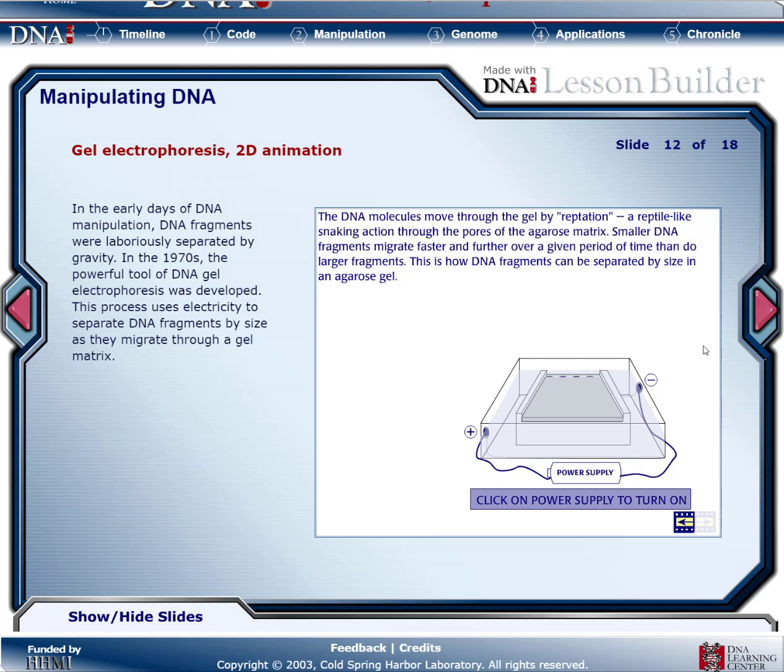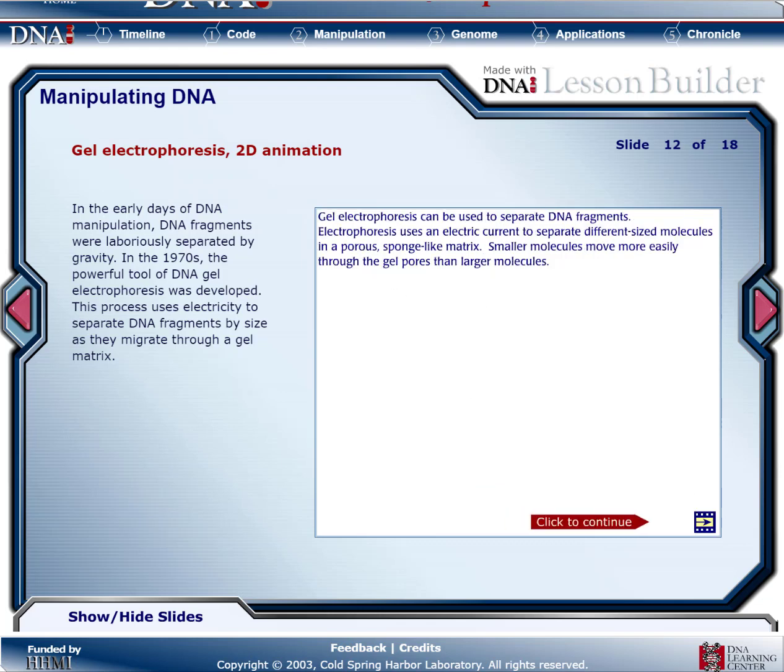The DNA molecules move through the gel by reptation, a reptile-like snaking action through the pores of the agarose matrix. Smaller DNA fragments migrate faster and further over a given period of time than do the larger fragments. This is how DNA fragments can be separated by size in an agarose gel.